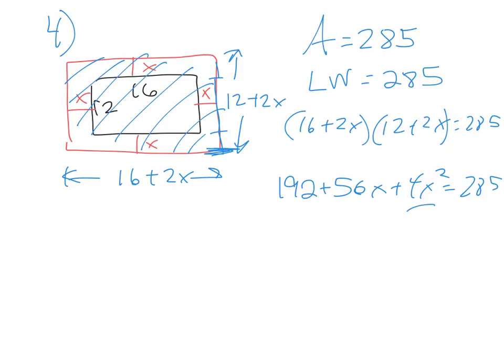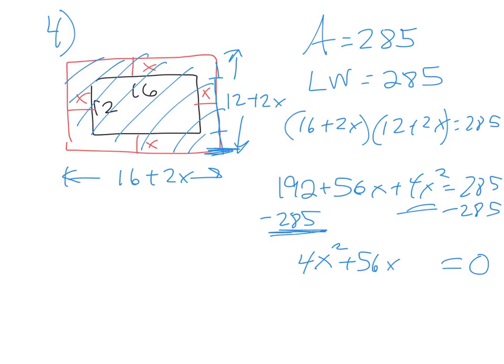And since it's a quadratic, we have the x squared term, we have to subtract the 285, so we end up with a quadratic that's set equal to 0. That's how we solve our quadratics. And I will rearrange this in descending order, so we have 4x squared plus 56x, and when I do this subtraction here, I get minus 93 equals 0.